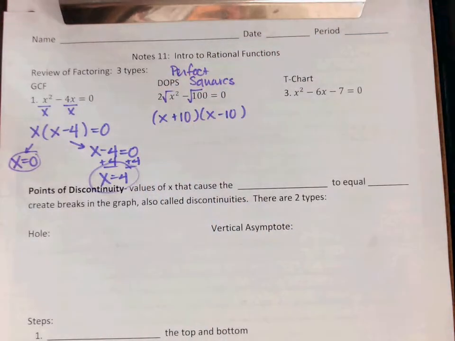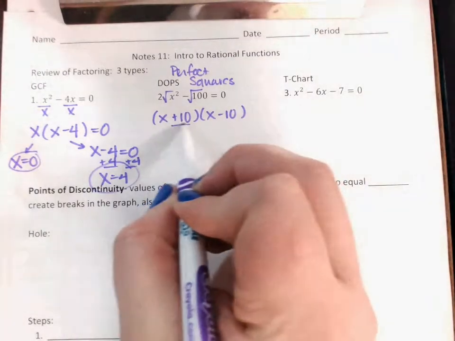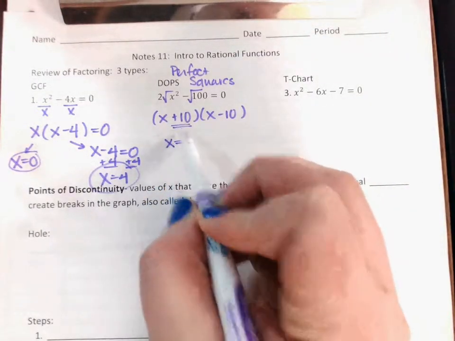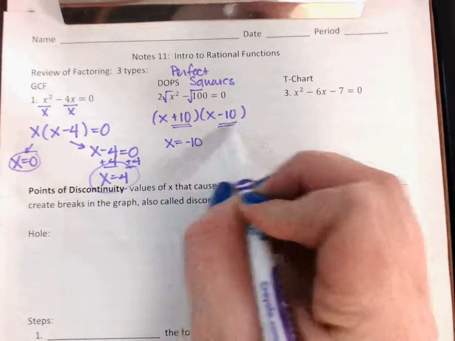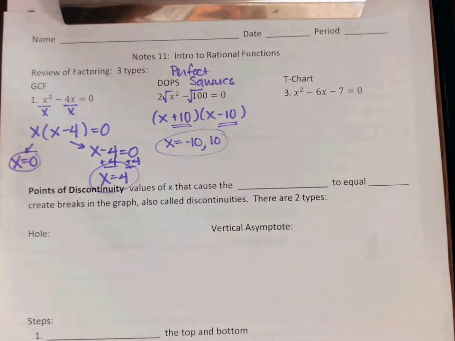Y'all remember that? Okay, then from there I would set them both equal to 0, but we're going to skip that step. If this is a plus 10, what's the answer? Minus 10, and if this is a minus 10, the answer is a plus 10. Got it?